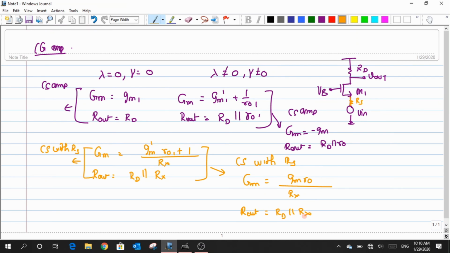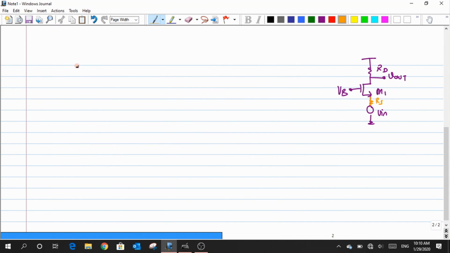Now, let us try to analyze the large signal behavior, because that particular part I didn't teach in the last class, so I'll just try to work around the large signal behavior of this circuit. Let me try to draw this V out versus V in graph.